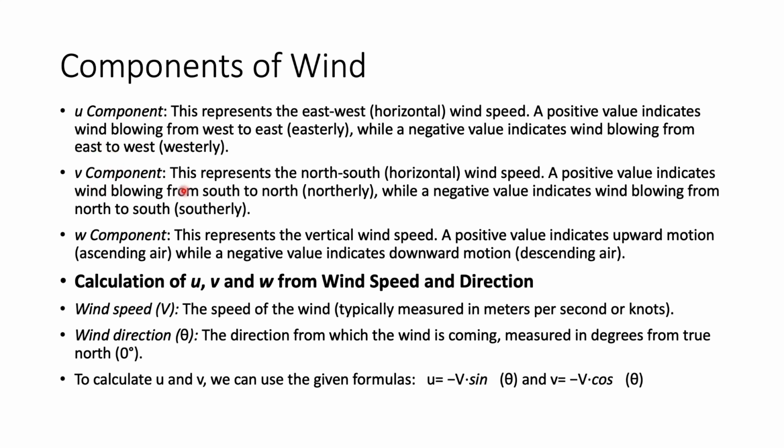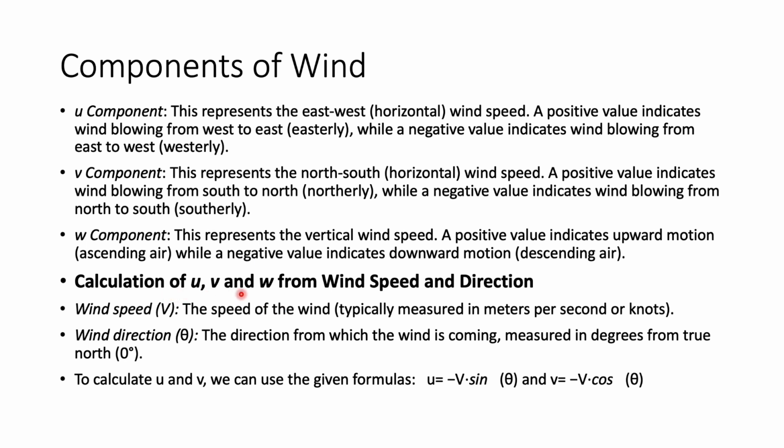And when we look at the V component, this represents the north-south horizontal wind speed. So here a positive value indicates that the wind is blowing from south to north, that is the northerly wind. And if it is a negative value, that means it is a southerly wind. And the W component represents the vertical wind speed. A positive value indicates upward motion, that is ascending air, while a negative value indicates downward motion, descending air.